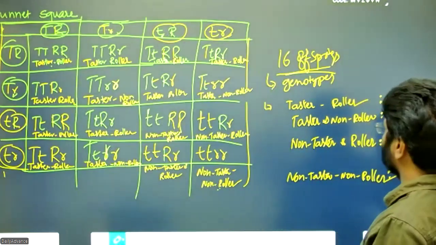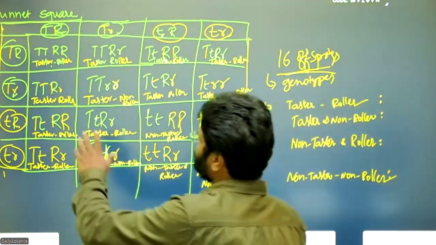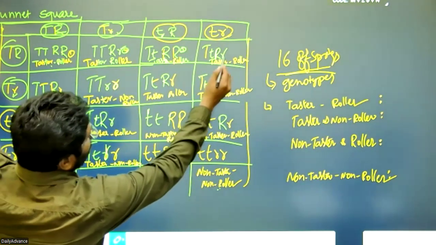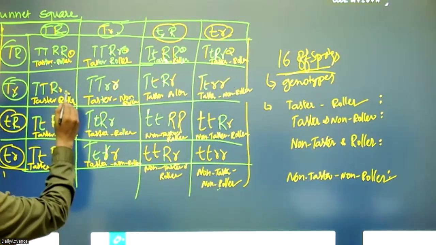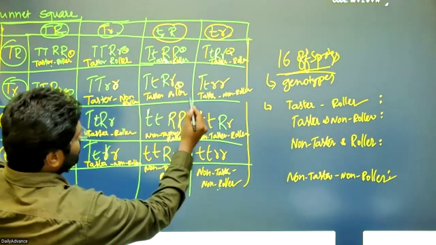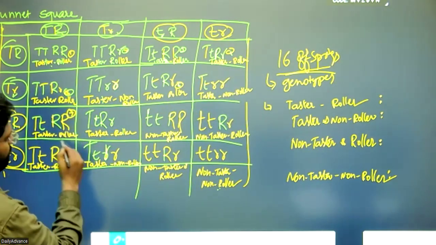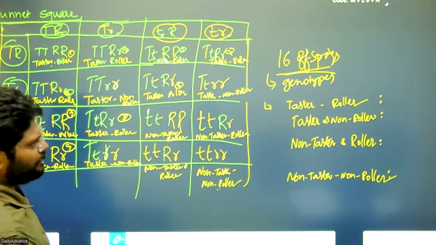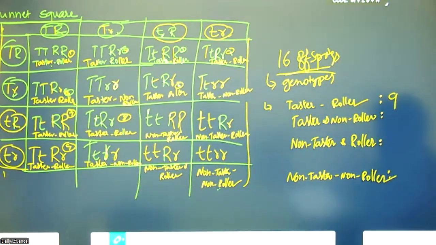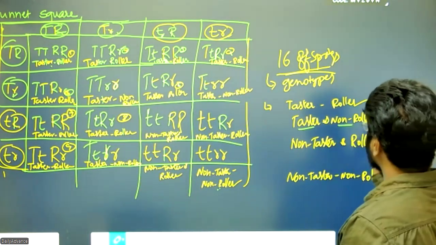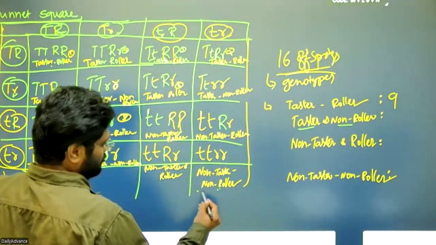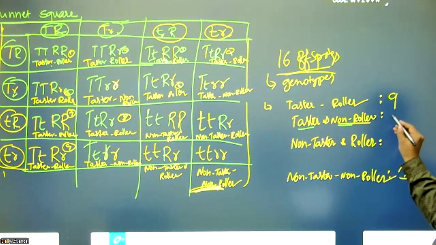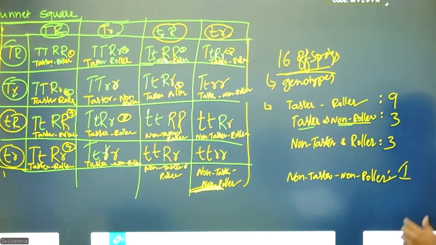So this ratio is taster, roller. So taster, roller are 1, 2, 3, 4, okay, 5, 6, 7, 8, 9. 9 people are taster roller. Okay, so the remaining taster non-roller. So non-taster, non-roller is only 1. Okay, so taster non-roller is 3. So this is the frequency.